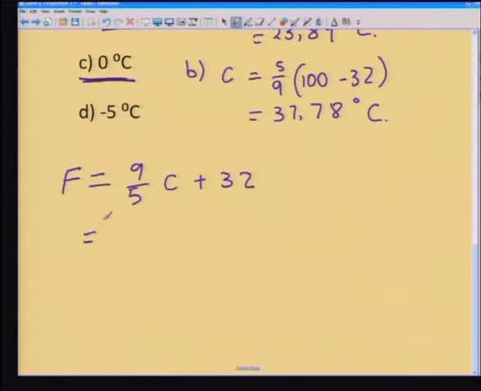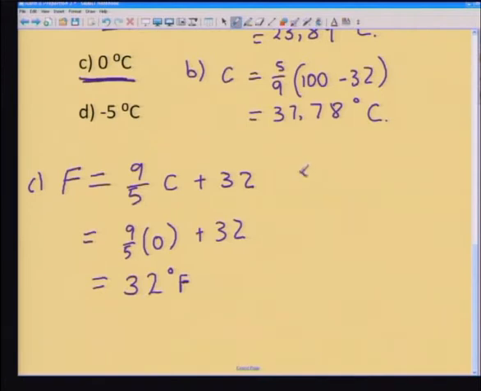Okay, and we know in this case we're looking at C, we're going from 0 degrees Celsius. So we're going to have 9/5 times our degrees Celsius, which is 0, plus 32. You don't really need a calculator for this one because 9/5 times 0 is 0. 0 plus 32 is just 32. So therefore 0 degrees Celsius is the same as 32 degrees Fahrenheit.